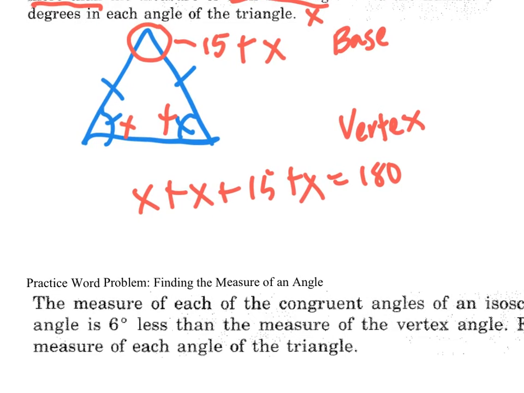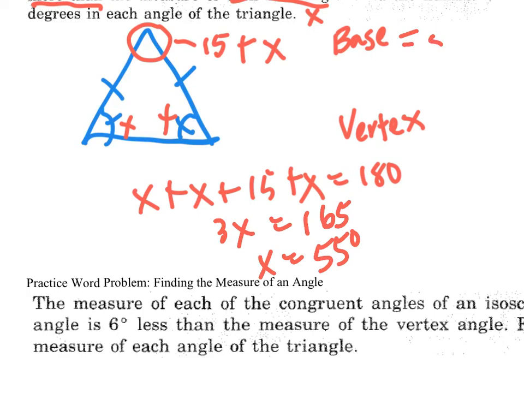So now that I know I can set this equation up, I can combine my like terms. I get 3x equals, I'm going to subtract 15 on both sides to get 165. And when I do that, I want to divide by 3 on both sides, so I get x equals, let me do this really quickly in my head. So I get 55 degrees.